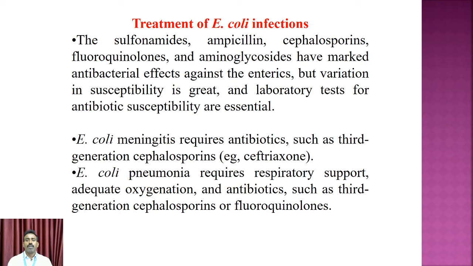Treatment of E. coli infection. Sulfonamides, ampicillin, cephalosporins, fluoroquinolones, and aminoglycosides have a marked antibacterial effect against the enterics, but variation in susceptibility is great, and lab tests for antibiotic susceptibility are essential. E. coli meningitis requires antibiotics such as a third-generation cephalosporin, ceftriaxone. E. coli pneumonia requires respiratory support, adequate oxygenation, and antibiotics such as a third-generation cephalosporin and fluoroquinolone, which are the best antibiotics.